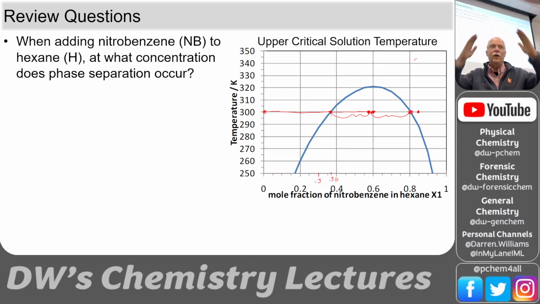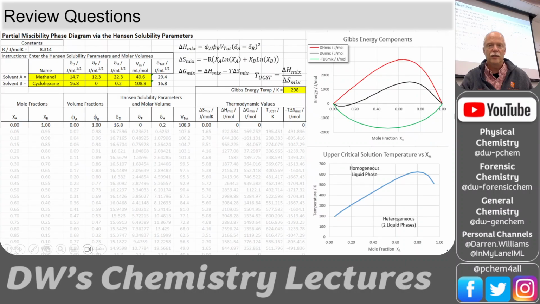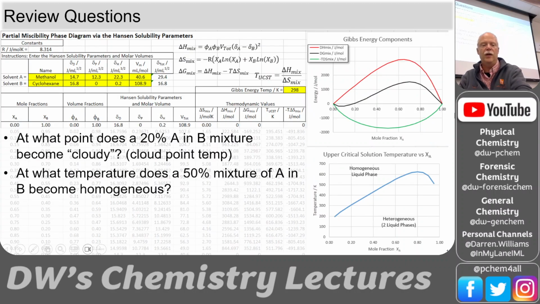So only between that semicircle or ellipse do we have two layers. Anything outside or above, we have a homogeneous solution. Inside, we have a heterogeneous solution. We have two layers. So pretty cool stuff. This is partial miscibility. Okay. We'll look at some crazy ones next time, and then we'll get into solids.